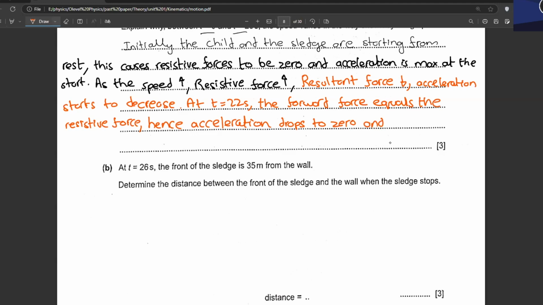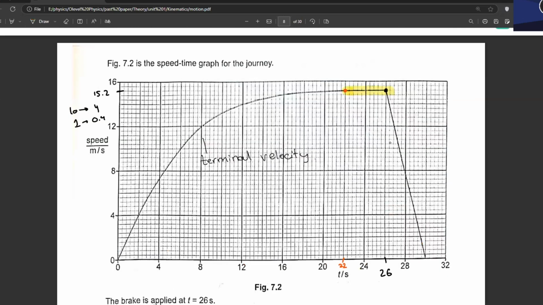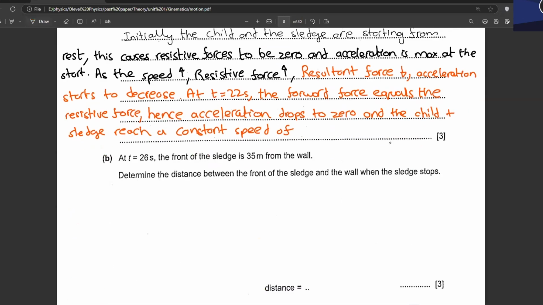and the child plus sledge reach a constant velocity or a speed of 77, I guess, right? The constant speed, no, the speed constant was 15.2. I guess 77 was for the previous question. Reach a constant speed of 15.2 m/s. At time t equals 26 seconds, the front of the sledge is 35 meters from the wall.